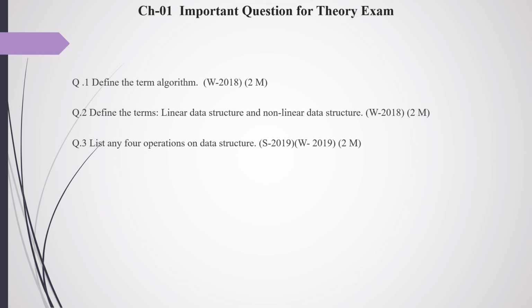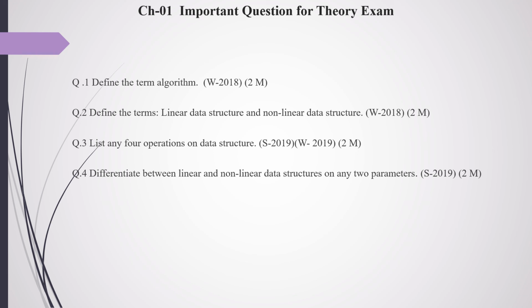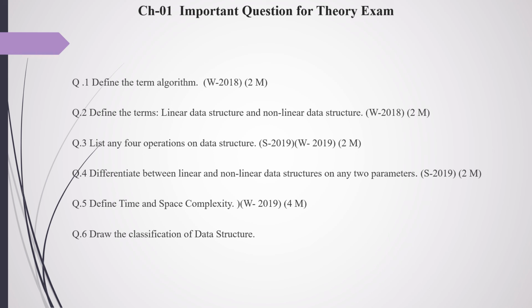Next question is: list any 4 operations on data structure. This question was asked in two examinations, winter 2019 and summer 2019, for 2 marks. Next question: differentiate between linear and non-linear data structure on any 2 points. This question was asked in summer 2019 for 2 marks. Next question: define time and space complexity, asked in winter 2019 for 4 marks. And the last question is: draw the classification of data structure. So 6 questions are very important in the first chapter.